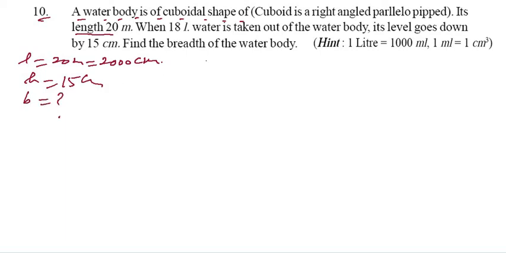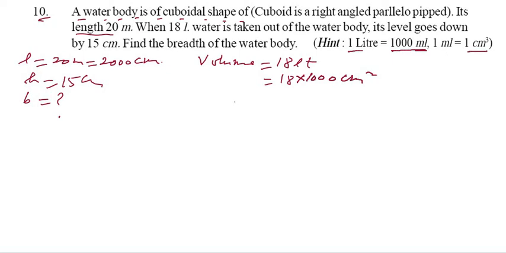Now volume is given as 18 liter. So that means 18 into 1000 centimeter cube. You can see it is given here 1000 ml. 1 liter is equal to 1000 centimeter cube. So you can see here.